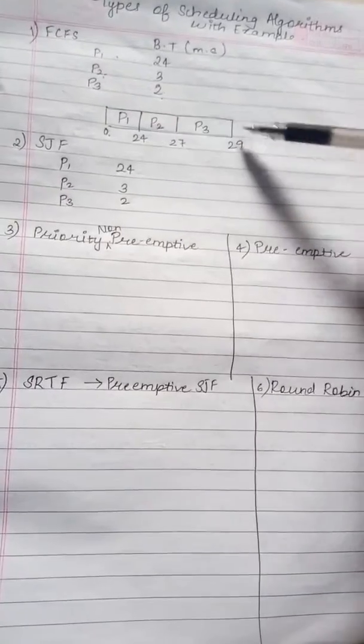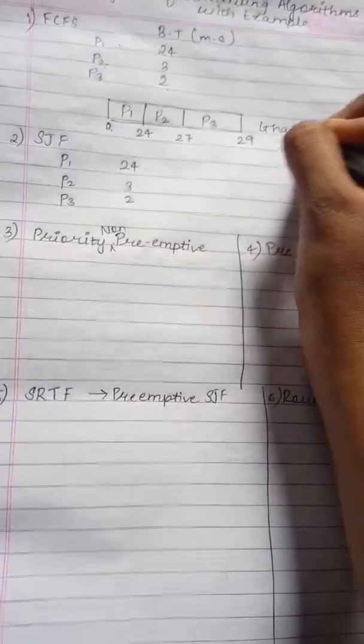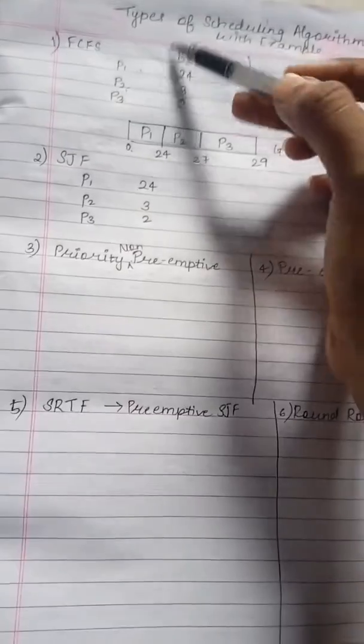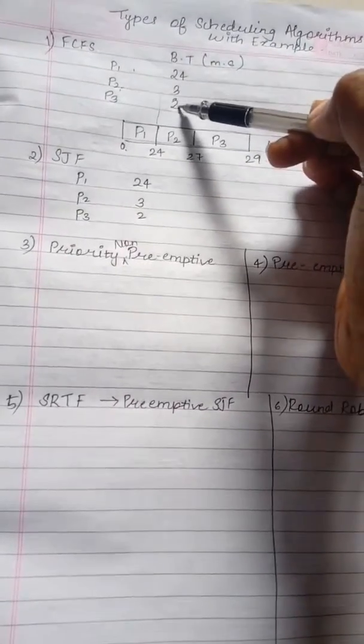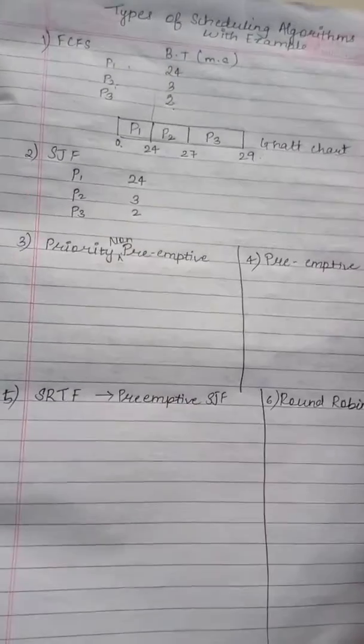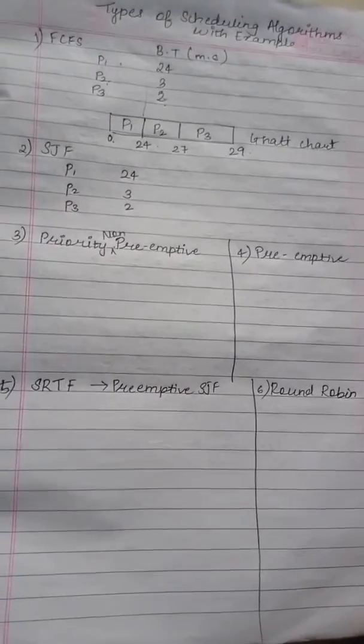So this chart that we have drawn is known as Gantt chart. These are the burst times of the processes, and it is measured in milliseconds. In our previous video we have seen what is burst time.